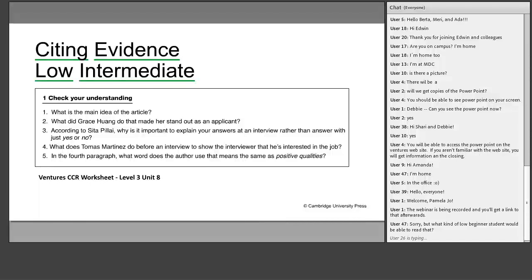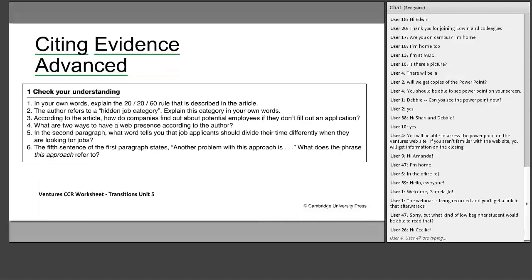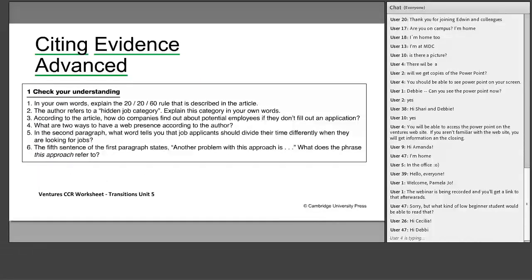Now let's look at the low intermediate questions for Check Your Understanding. This was how I got my job. Again, the sample unit we featured before. Look at these 5 questions. And now we're going to show you the advanced questions. Here the students have read Accessing Hidden Jobs. And there are 6 questions here.